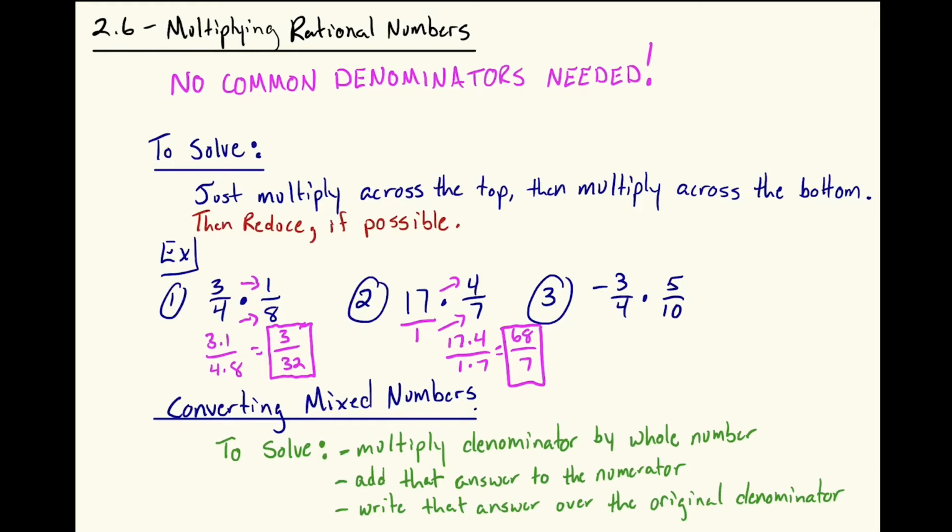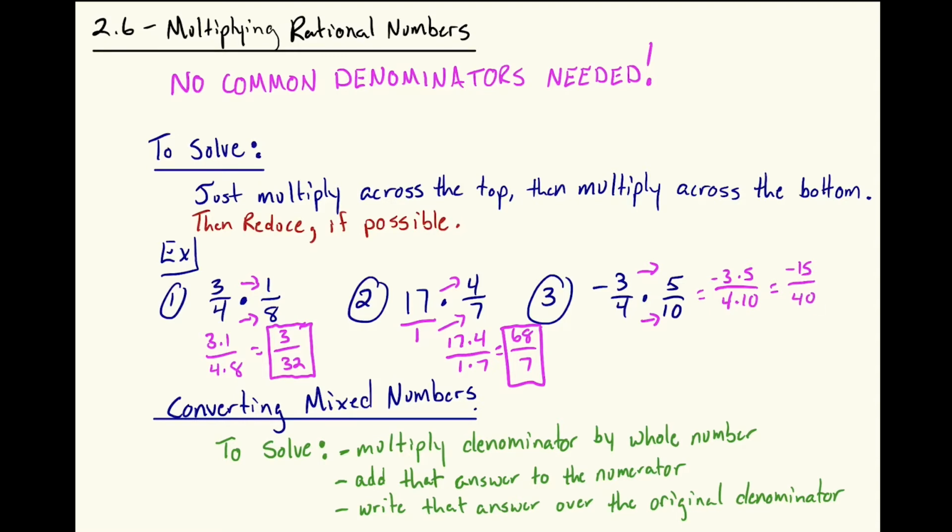Okay, moving on to example 3. We have negative 3/4 times 5/10. When we look at this problem, our eyes are drawn to that negative, and we think, oh no, we have to do something crazy. That's not true. All we have to do is follow the same rules. We multiply across the top, we multiply across the bottom, and then we reduce. Multiplying across the top, I get negative 3 times 5. Multiplying across the bottom, I get 4 times 10.